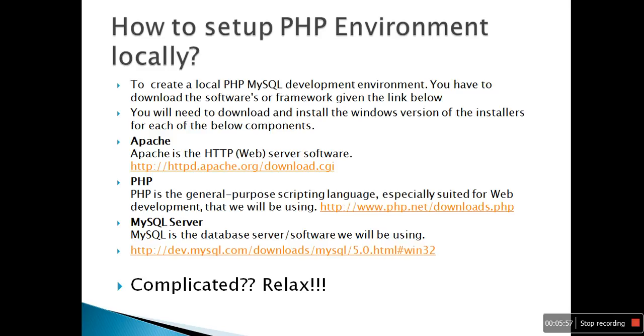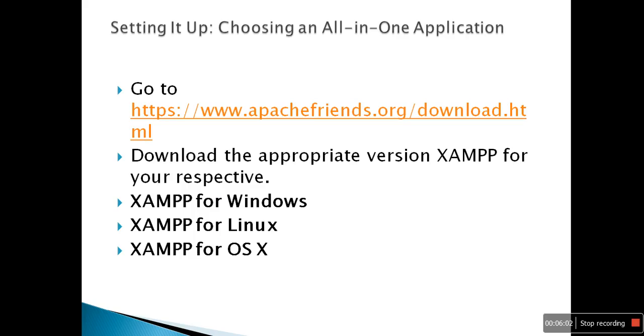No, relax. There is another way as well. You can go to apachefriends.org and download the version of XAMPP for your respective machine's OS, like XAMPP for Windows, XAMPP for Linux, and XAMPP for OS X. Actually there is LAMP, which is Linux, MySQL, Apache, PHP, and WAMP, which is Windows, MySQL, Apache, PHP.